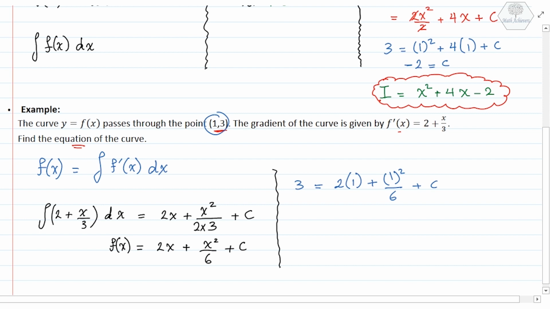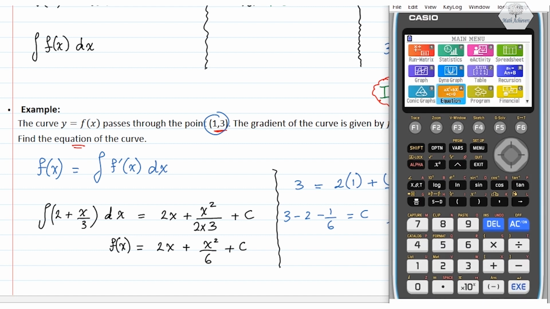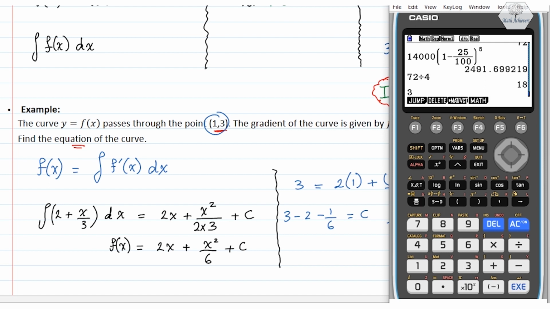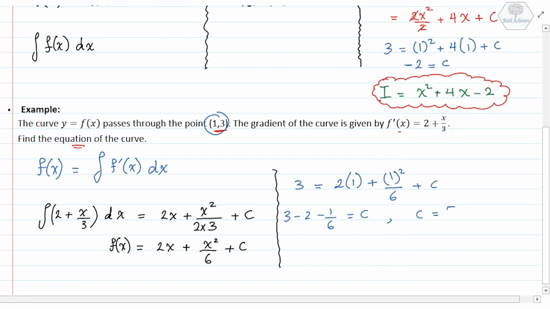So now we have c is equal to, take the 2 to the left hand side, and the 1 over 6 is equal to 3 minus 2 minus 1 over 6. Having the c to be equal to, we can use our graphical display calculator. We go to run matrix. We can use 3 minus 2 minus the 1 over 6 and this is equal to 5 over 6.